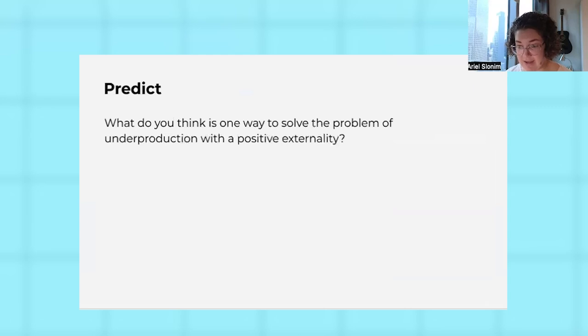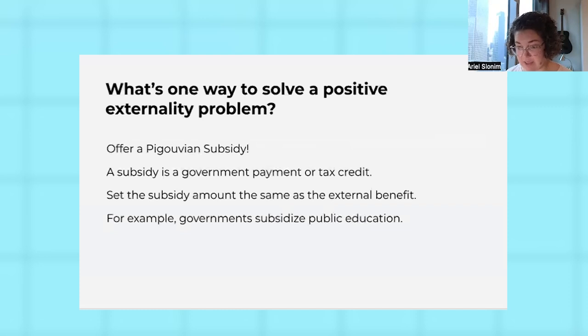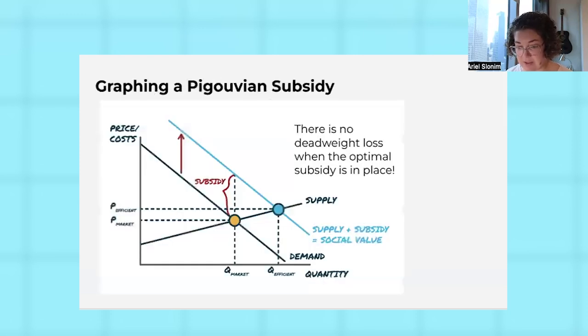Then we ask them to think about what's a way to solve a positive externality problem. So we're going to follow up, just as we did on day 1, with Pigou's solution. In this case, we're going to discuss Pigouvian subsidies and where we might apply those subsidies. So here's our graph of the subsidy. The supply plus the subsidy is going to be that total value curve, and we have no deadweight loss.